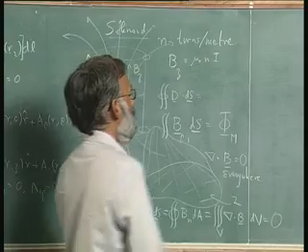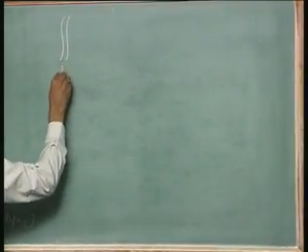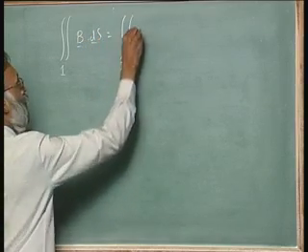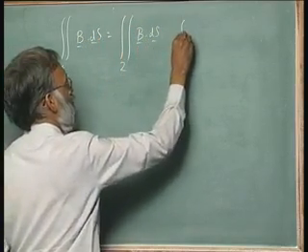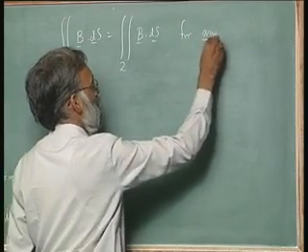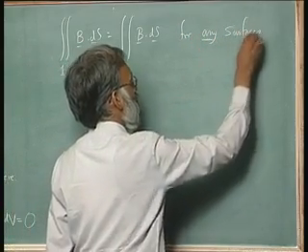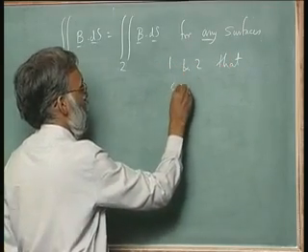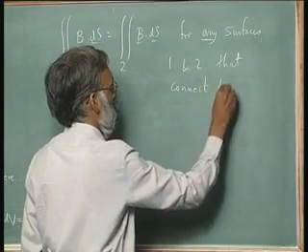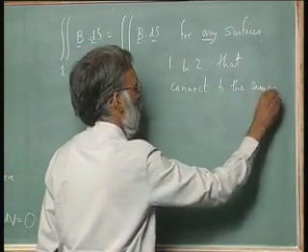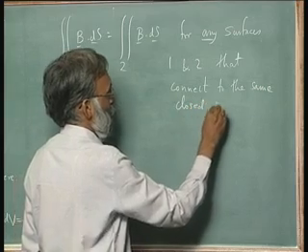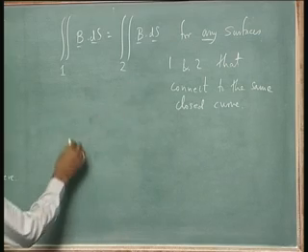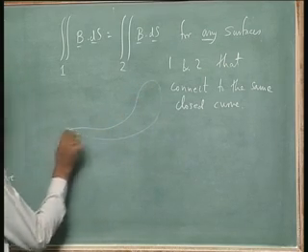But what does that mean? It means the integral over 1 of B dot dS is equal to the integral over 2 of B dot dS for any surfaces 1 and 2 that connect to the same closed curve. That is the only condition, that 1 and 2 must somehow connect to the same curve.